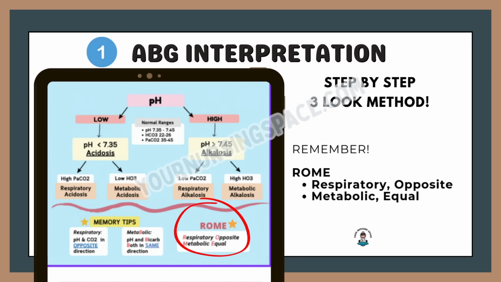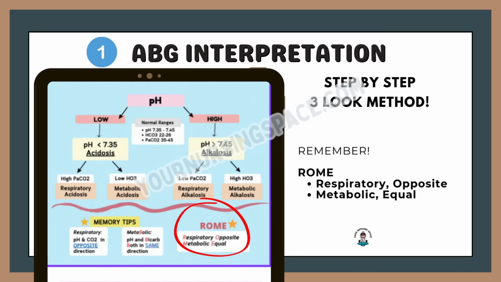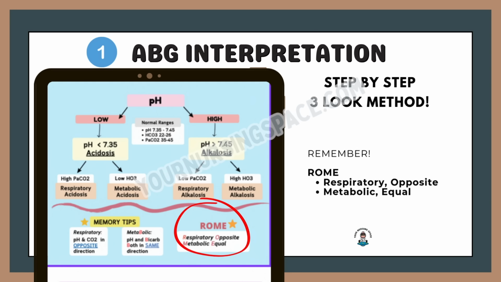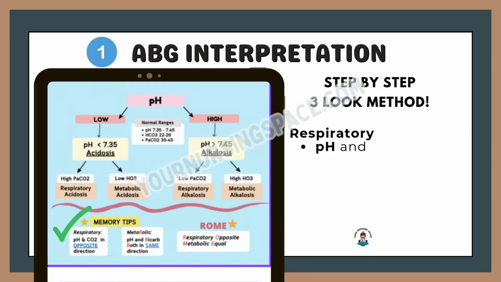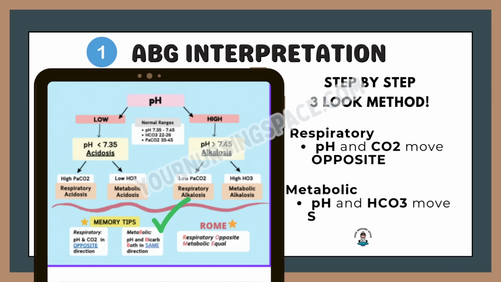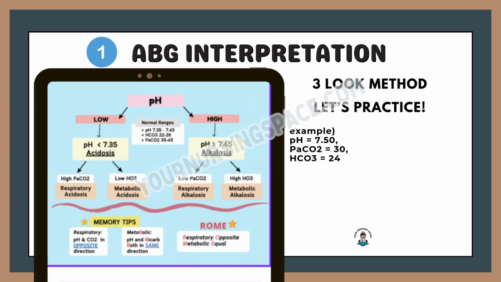If it is still tricky for you, here's a mnemonic to lock this in. Remember ROME. Respiratory opposite, metabolic equal. For respiratory issues, pH and PaCO2 move in opposite directions. For metabolic issues, pH and bicarb move together in equal direction. Say it with me, ROME. It's your cheat code. Let's try an example.